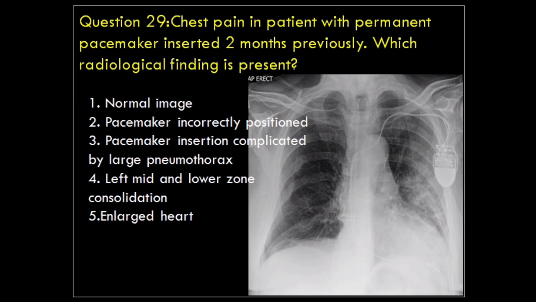Question 29: Chest pain in patient with permanent pacemaker inserted 2 months previously. Which radiological finding is present? 1. Normal image. 2. Pacemaker incorrectly positioned. 3. Pacemaker insertion complicated by large pneumothorax. 4. Left mid and lower zone consolidation. 5. Enlarged heart.